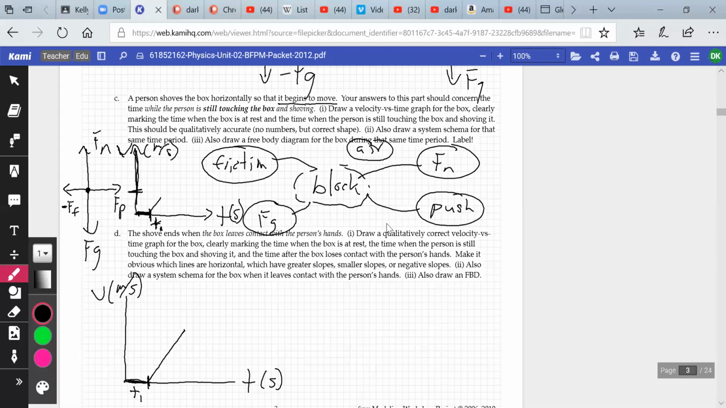So I'm going to write here that I'm in contact with the box, then I lose contact and friction takes over. It's going to then bring the object back to rest, either immediately or over some time interval.